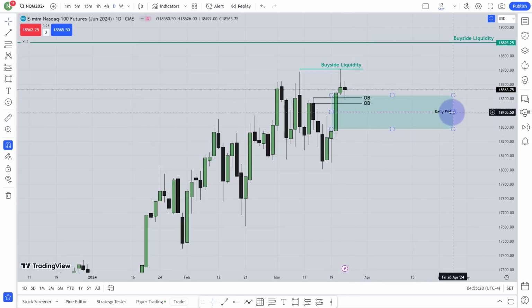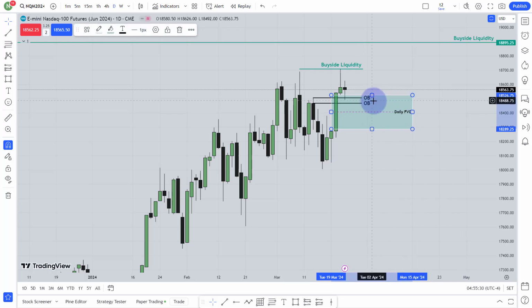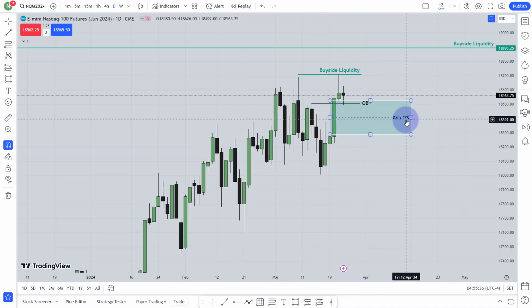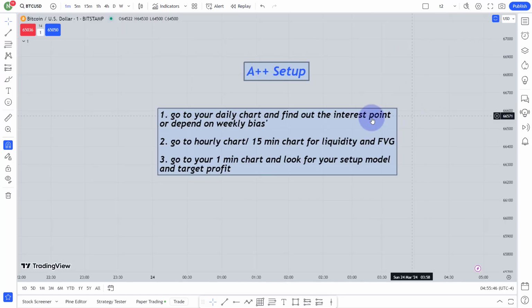It can reverse from this fair value gap, okay, this daily fair value gap. For extra confirmation, I marked the order block, but still this daily fair value gap is perfect. So you got your daily point of interest and from where the market can reverse, you have both of those levels. Now let's go to the second rule.